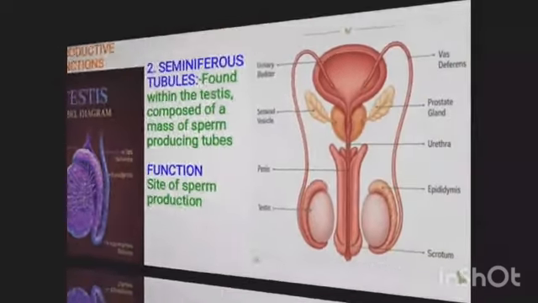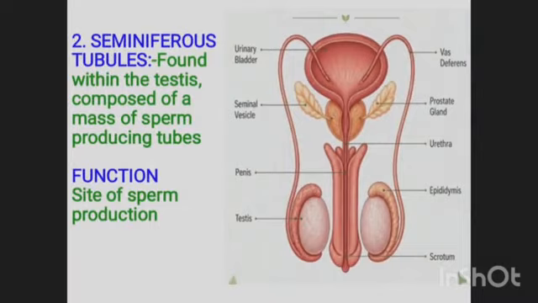Let's look at another structure. Next one we have is the seminiferous tubule. Now, the seminiferous tubule is found within the testis, and is composed of a mass of sperm producing tubes. As you can see, it's right here. It's composed of what? A mass of sperm producing tubes. And the function is also a site for what? Sperm production. So this is where the sperm is being produced, in the seminiferous tubule. So the seminiferous tubule is responsible for the sperm.